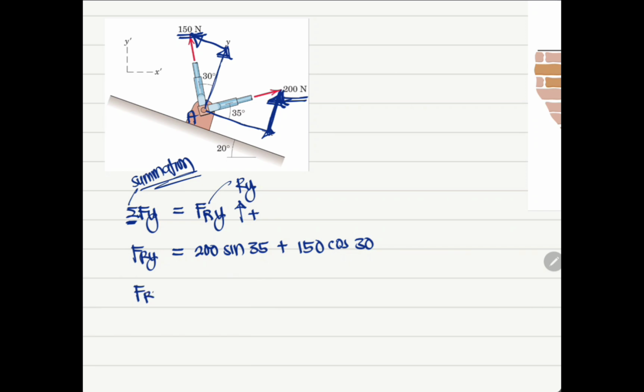So FRy therefore is equal to 244.62 newtons. Positive, so the vertical component of your resultant force points upward. If it were negative, it would point downward.